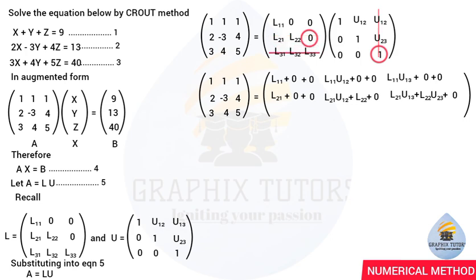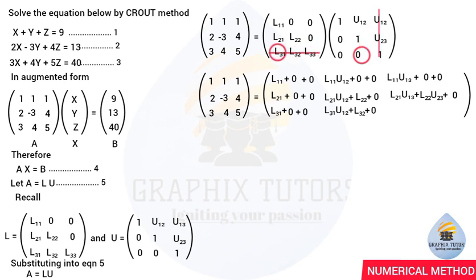So for the first column here, we'll have L sub 31 times 1 will give us L sub 31, plus L sub 32 times 0 will give us 0, plus L sub 33 times 0 will give us 0. Now go to the next column. L sub 31 times U sub 12 plus L sub 32 times 1 will give us L sub 32, plus L sub 33 times 0 will give us 0, right?